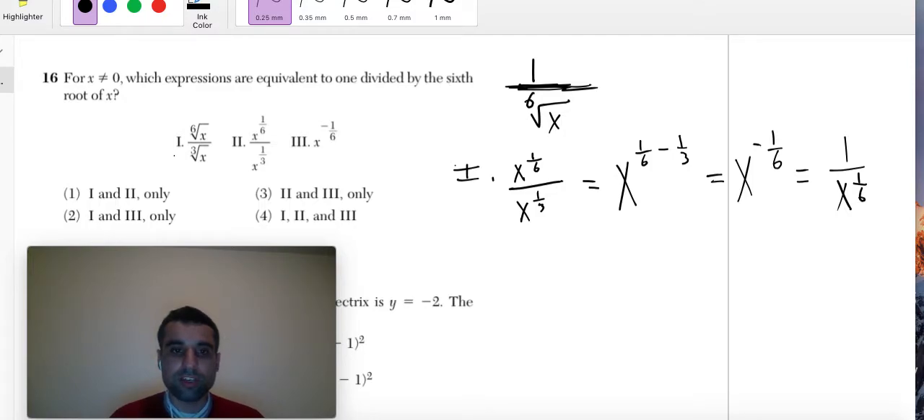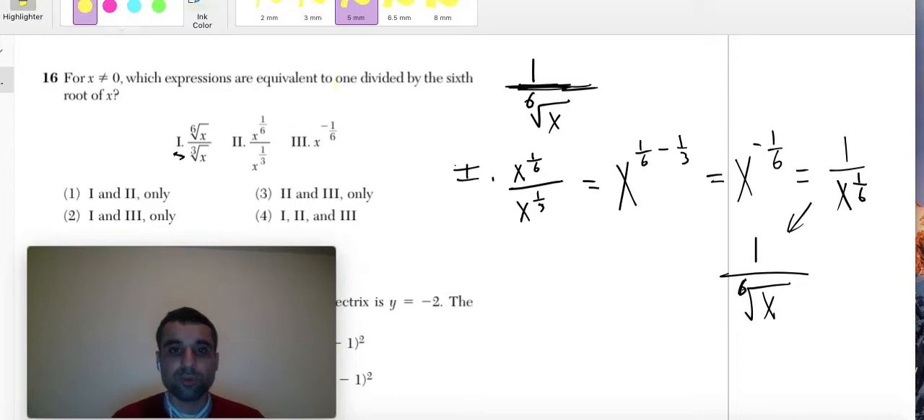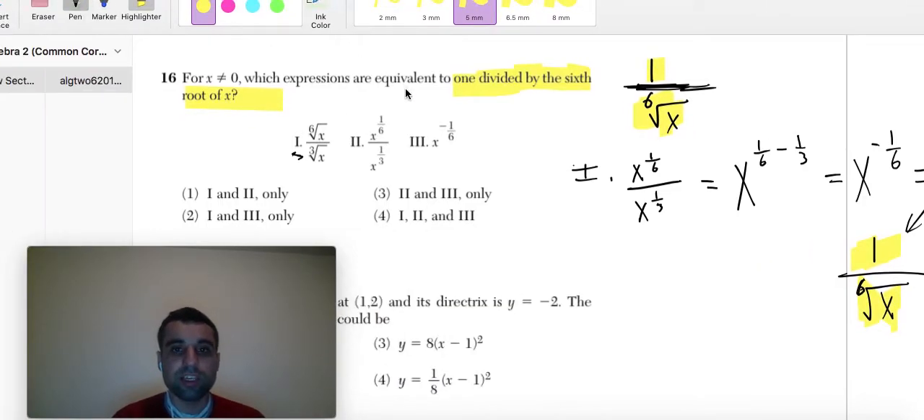And all I'm doing is looking at option 1 right now. 1 over x to the 1/6 is the same as 1 over the 6th root of x. So the 1 on top stays the same in the numerator, and the denominator, x to the 1/6 power, is the same as taking the 6th root of x. They're asking which ones are equivalent to 1 divided by the 6th root of x. Here's 1 divided by the 6th root of x. This also became 1 divided by the 6th root of x. So option 1 is without a doubt true. It is definitely equivalent to that, right?